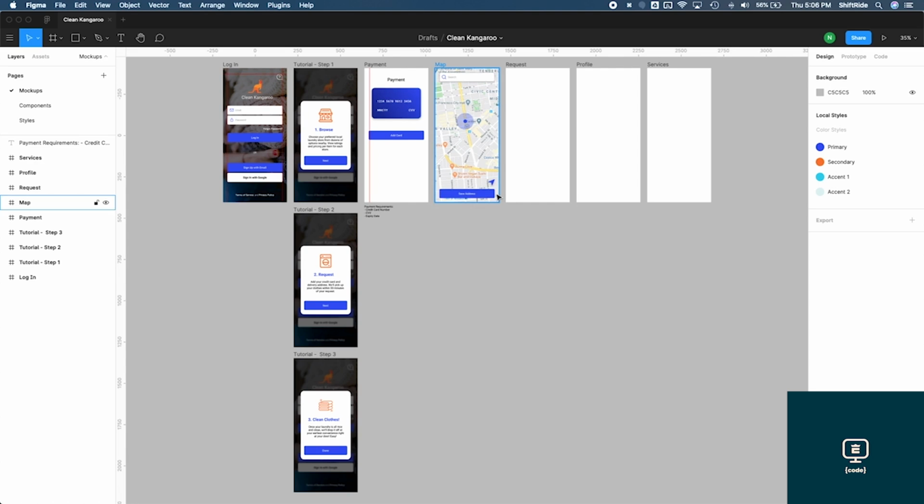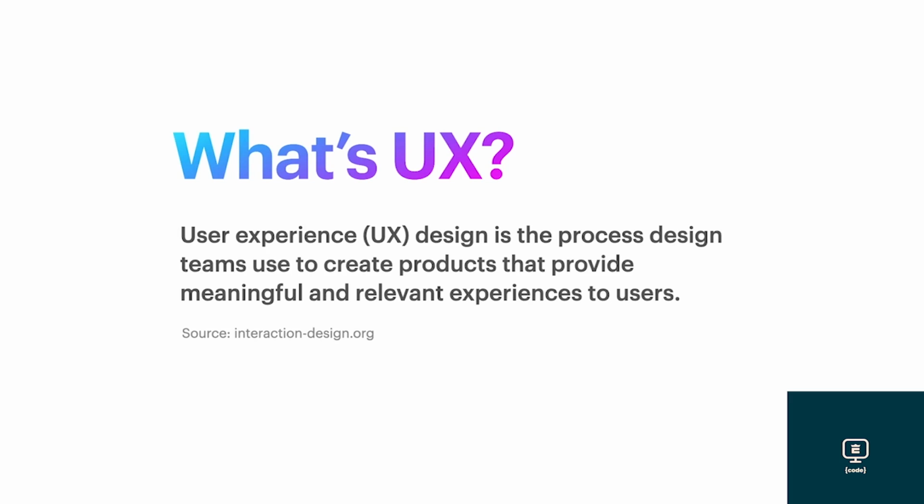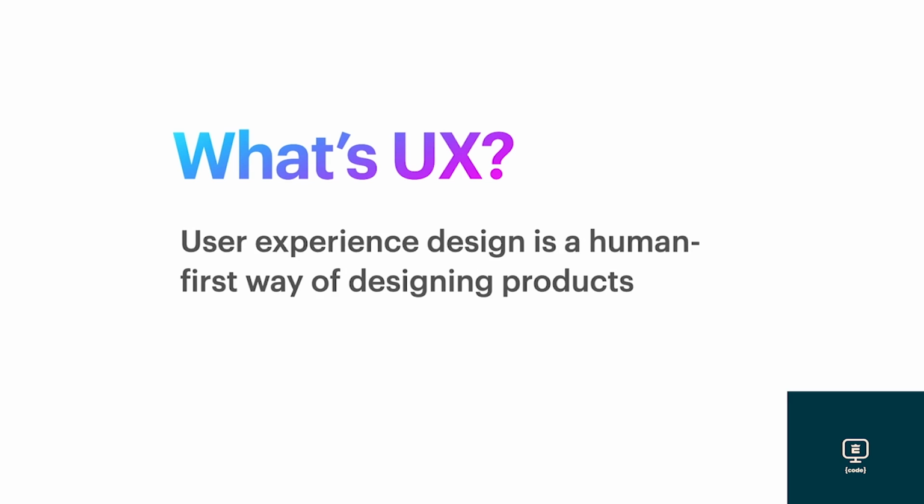Let's quickly switch over to learn a little bit about UX design and what it is and how we can apply it to our project. So what's UX? User experience or UX design is a process design teams use to create products that provide meaningful and relevant experiences to users. In other words, user experience design is a human-first way of designing products, right? Instead of just thinking about putting certain elements into a page and then calling it a day, we actually think about how people will interact with this product and then go back and redesign and make sure that we improve it in a way where people feel good about using them, or even great.